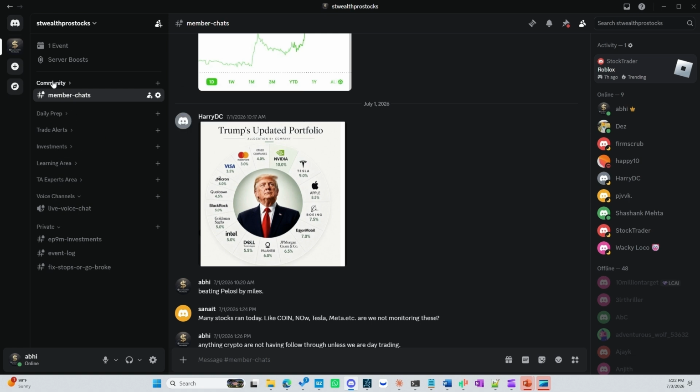So as a free member, you get to see only limited channels, and as a premium member, you get to see everything. So when you sign in as a premium member, these are the different sections that you see in your Discord. As soon as you log into the Discord, these are the sections you see. One is community, the other ones are daily prep, trade alerts, investments, learning area, and TA experts area, that is the technical analysis experts area.